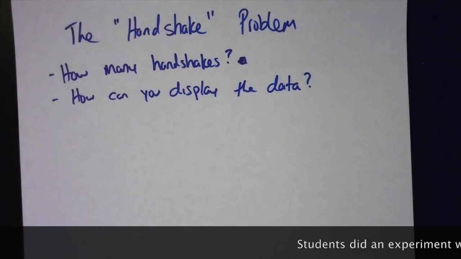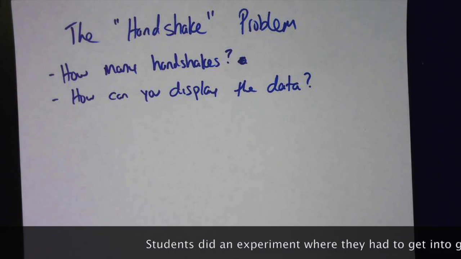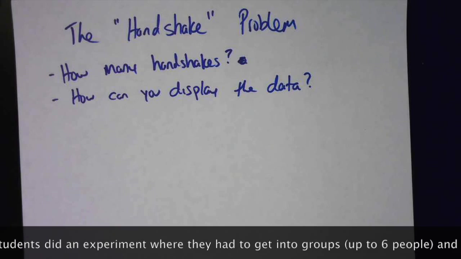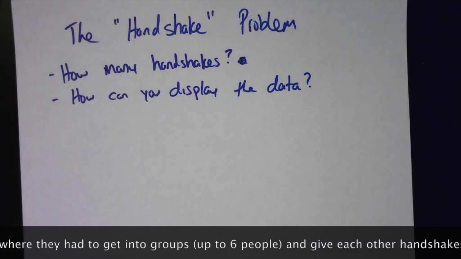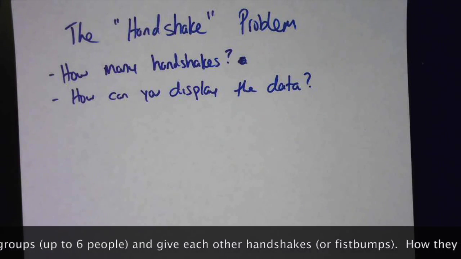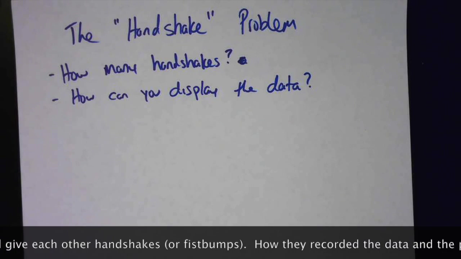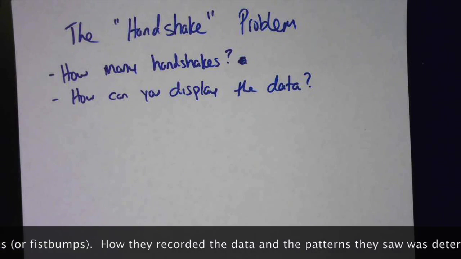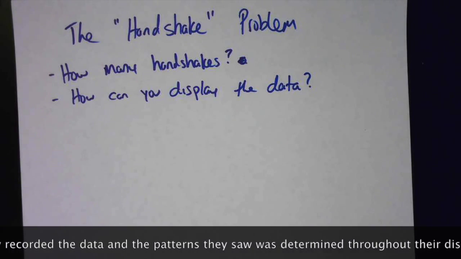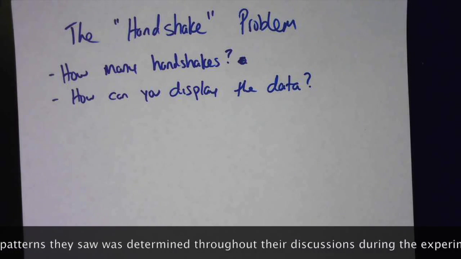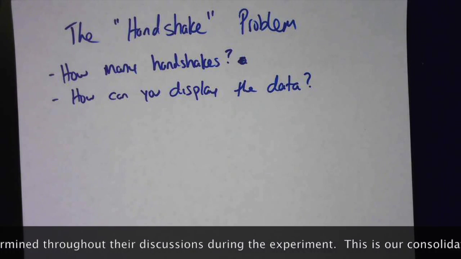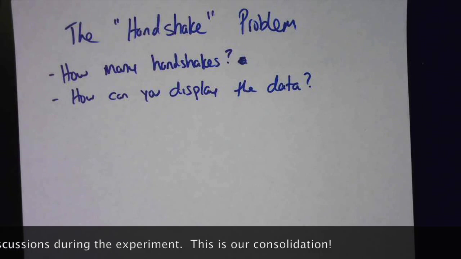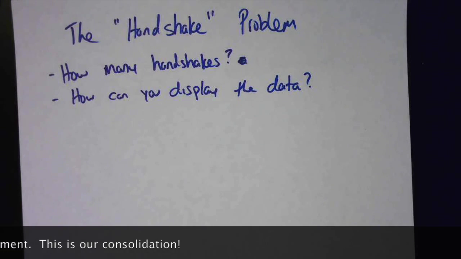So we're going to start our algebra unit by introducing the handshake problem. I asked you to get into small groups, 2, 3, 4, 5, 6, whatever you chose, and to shake each other's hands or fist bump and to display the data. Does anybody have a method in which they display the data so they can show us, so we can have a visual?